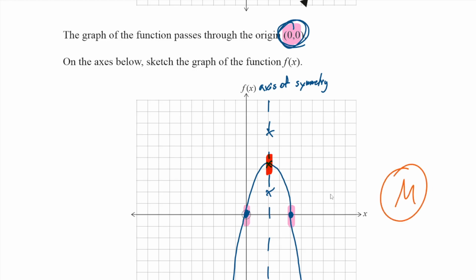However, if you only got the intercepts or you only got the turning point correct, that would be achieved.